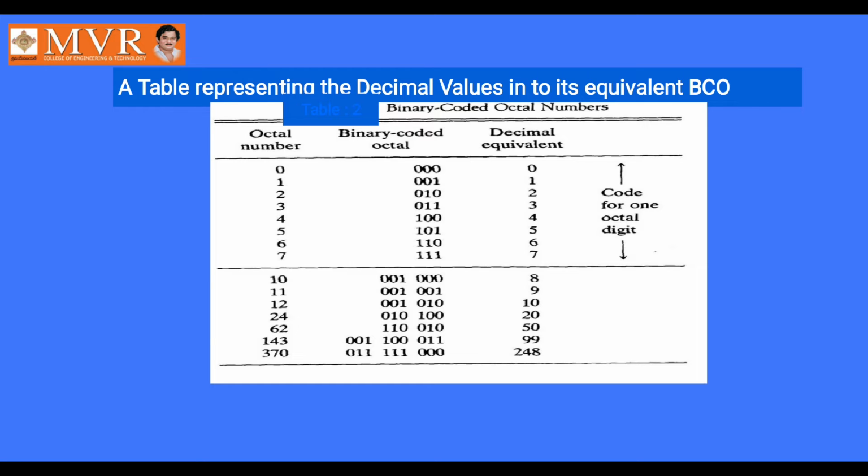Take 10, which has 2 digits. Referring to the previous values from 0 to 7, 1 is converted as 001, and 0 is converted as 000. In the same way, the last number given there is 370, which contains 3 digits. 3 is converted as 011, 7 is converted as 111, and 0 is converted as 000. Its equivalent decimal value is also given there as 248.